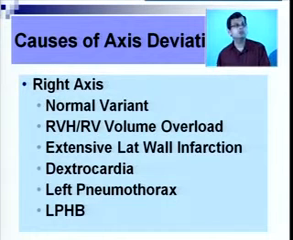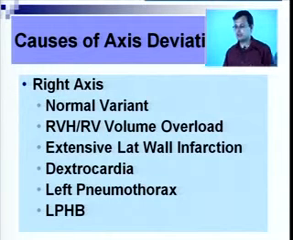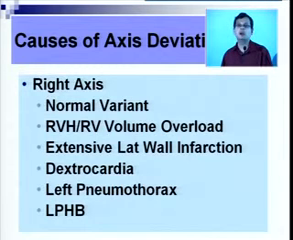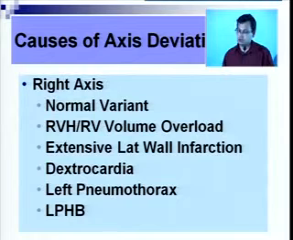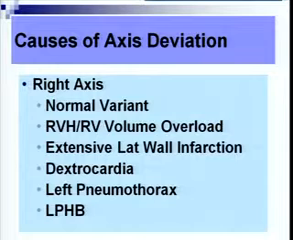So what are the causes of axis deviation? Sometimes you can have a normal variation of right axis deviation, but more importantly, when you have right axis deviation, you have to think about other things which need to be ruled out. That is, right ventricular pressure overload, right ventricular volume overload, cor pulmonale, pulmonary embolism, or pulmonary stenosis. These are the common conditions where you can get right axis deviation. Other less common entities may be extensive infarctions of the lateral wall, dextrocardia, left-sided pneumothorax pushing the heart towards the right side, or left posterior hemiblock.